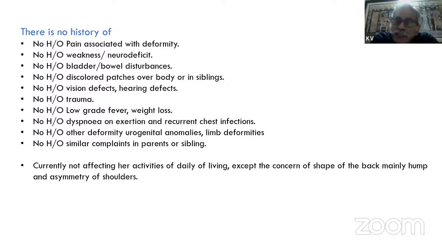Who has pain? Yes, sir. And due to muscular fatigue, they can also have pain, and the area of the rib hump and all those. Area of rib hump pain? No, it's mostly muscular pain because of fatigue.